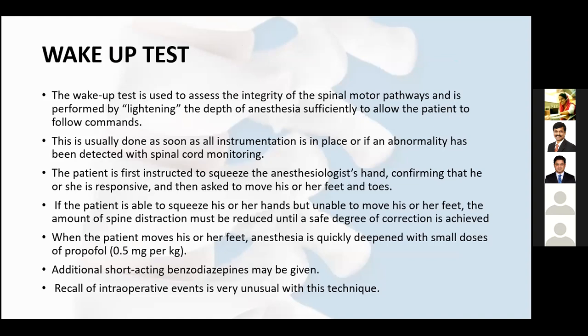This is usually done as soon as all the instrumentation is in place, or if we notice any abnormality in the spinal cord monitoring. So the patient is first instructed to squeeze the anesthetist's hand, confirming that he or she is responsive, then is asked to move his or her feet or toes. If the patient is able to squeeze the hands but unable to move the feet, the amount of spine distraction must be reduced until a safe degree of correction is achieved.